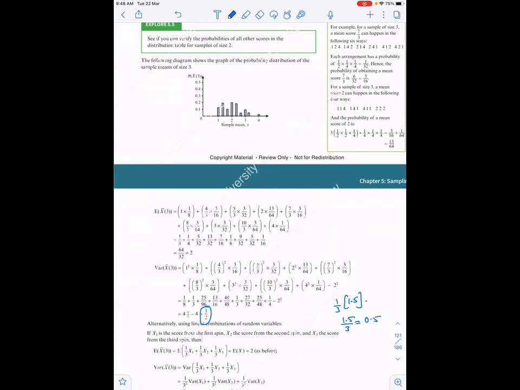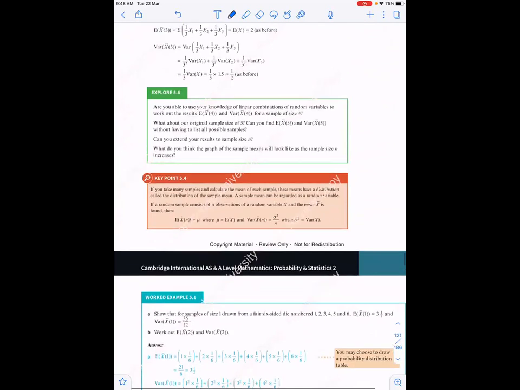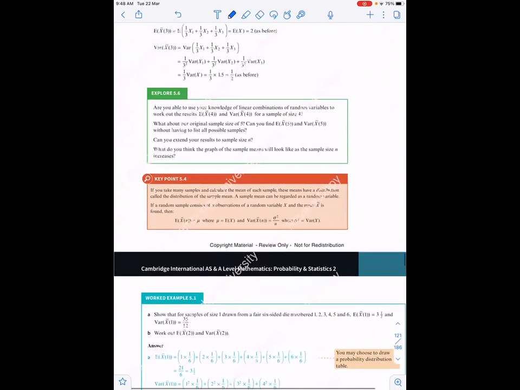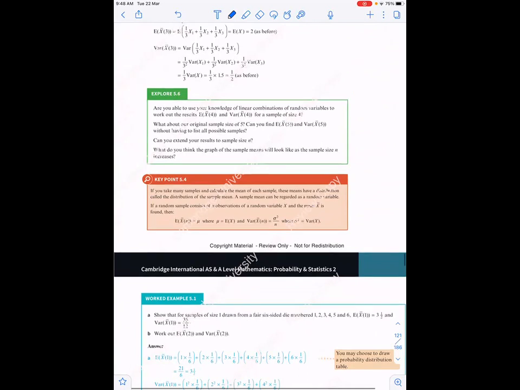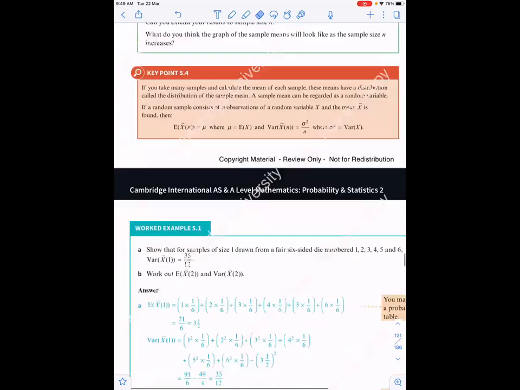Okay. Here we came to a conclusion: if you change the sample size, the mean remains the same, but the variance is the variance divided by the sample size. Do you understand? Okay. If you take many samples and calculate the mean of each sample, these means have a distribution called the distribution of the sample mean.